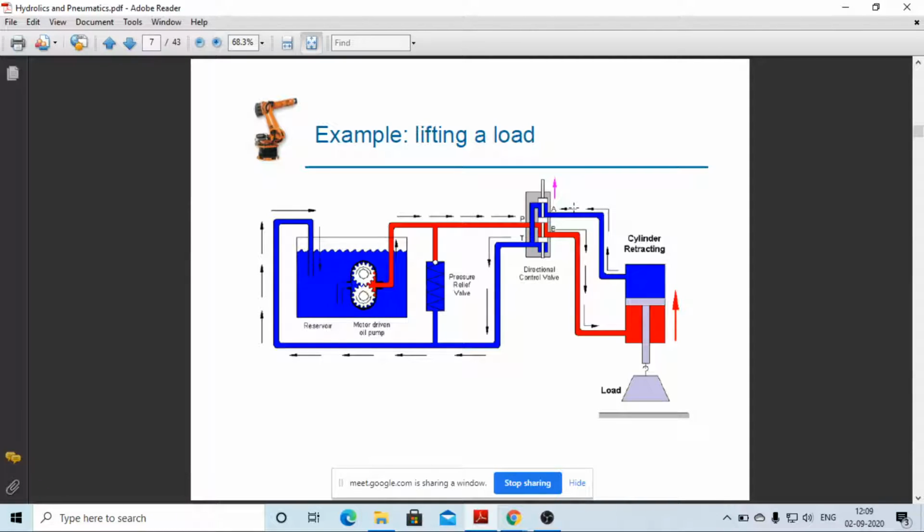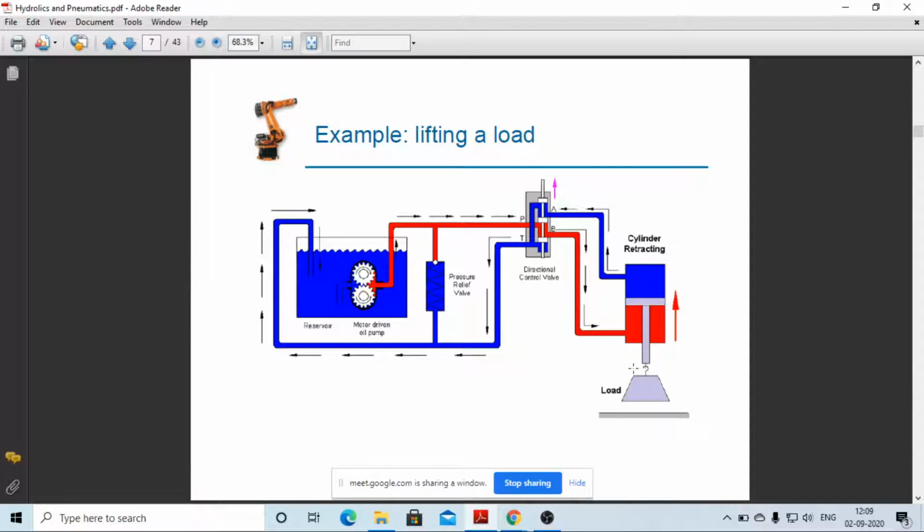Now see the functioning. Depending on this control valve's position, if it is at the upper connection, P is connected to the B, and when it is the lower condition, A is connected to the T. So at this time, P is connected to the B, but A is not connected to the T.